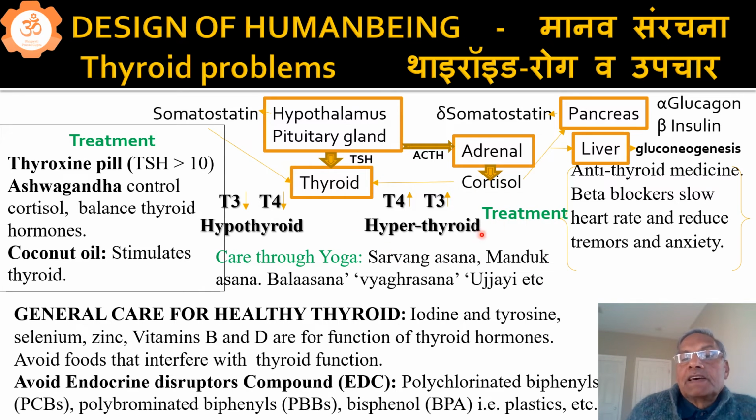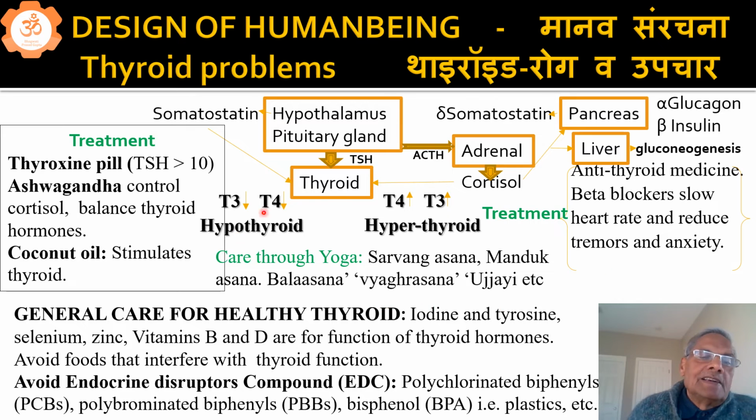In case of hyperthyroid, we have to balance the extra production of thyroxine by taking some anti-thyroid medicine. Because with the extra T4, we get more energy. So our pulse rate becomes high, palpitations high. So beta blockers slow heart rate and reduce tremors and anxiety. So beta blockers can also help.